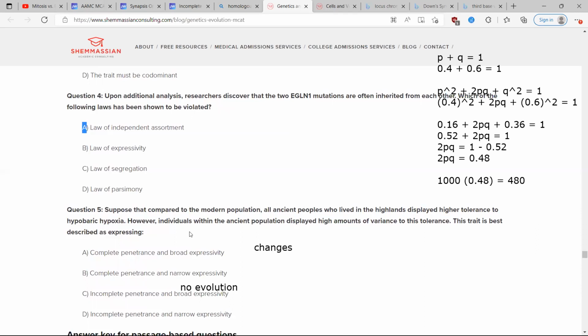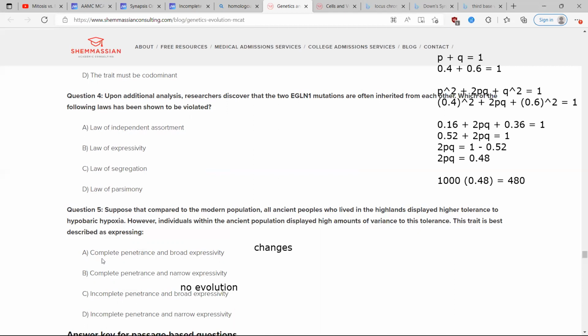So suppose that compared to the modern population, all ancient peoples who lived in the highlands displayed a higher tolerance to the hypoxia. Okay. However, individuals within the population displayed high amounts of variance. So when we see high amounts of variance, what part of the answer choice is that talking about? Is it talking about penetrance or expressivity? Good, expressivity. Now, if they're saying high variance, is it broad or narrow expressivity? Broad, right? So immediately we remove B and we remove D, right?